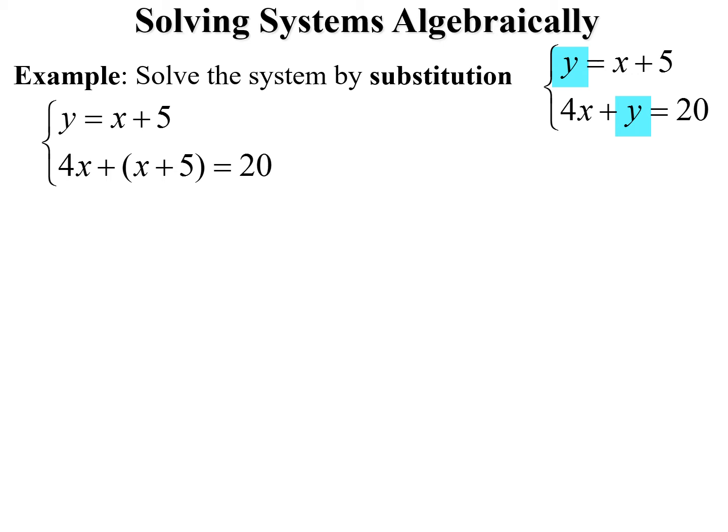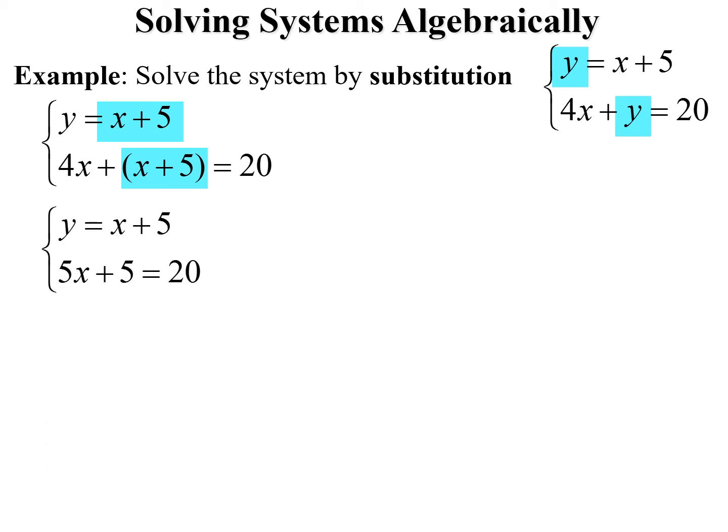So I'm going to take that quantity x plus 5, that is the same thing as y, and plug it into the place where y was in the second equation. So my second equation becomes 4x plus x plus 5, which is that value for y, is equal to 20. So my first equation is going to stay the same. My second equation is going to become simplified.